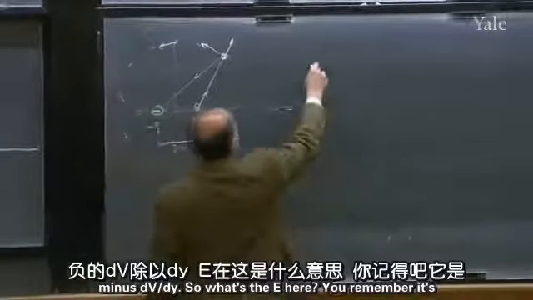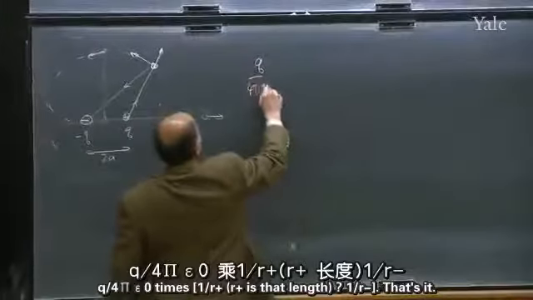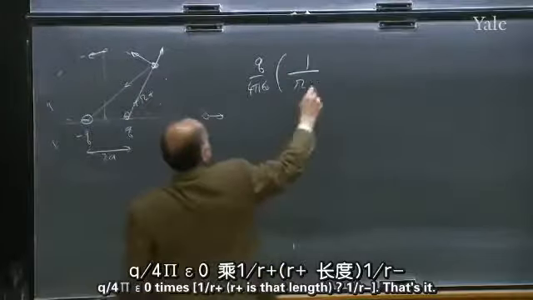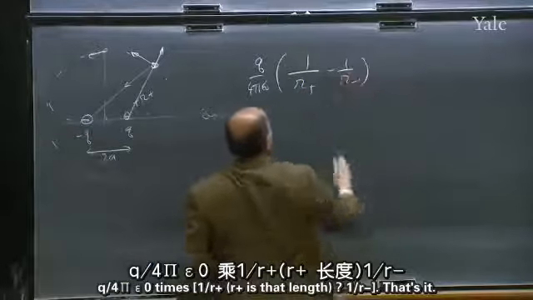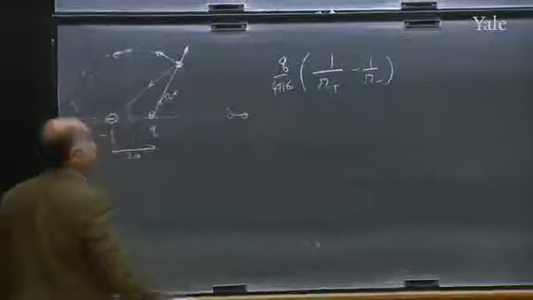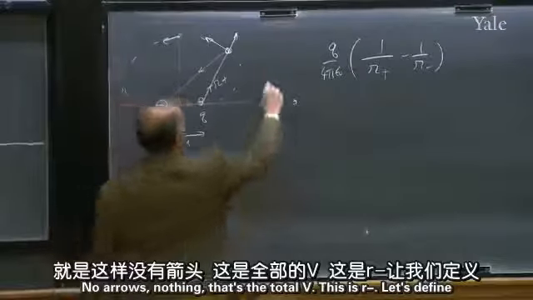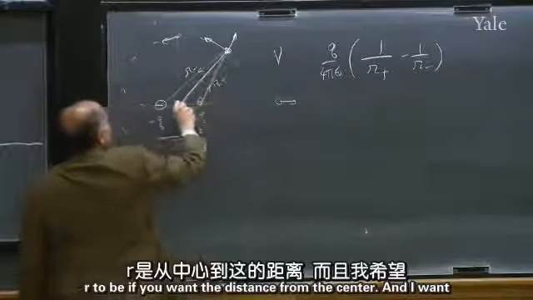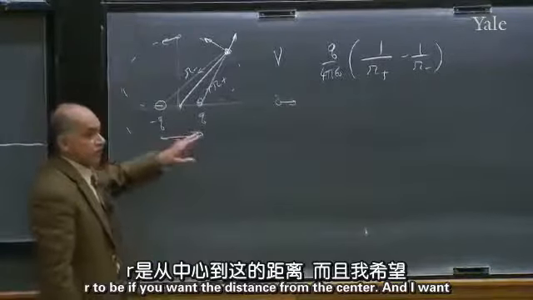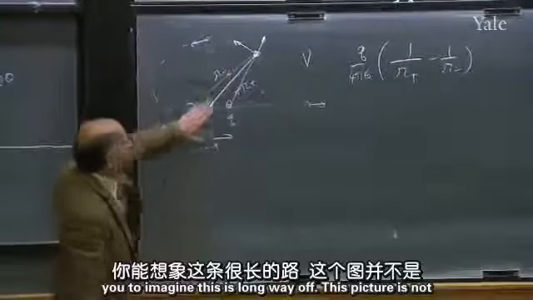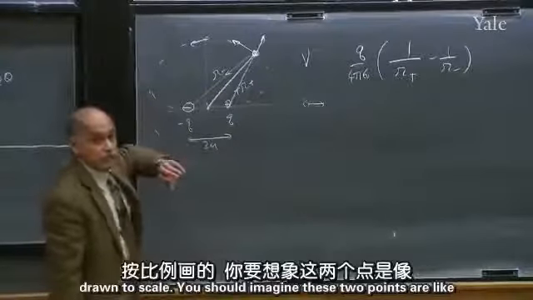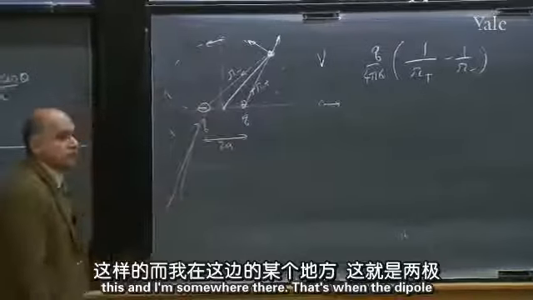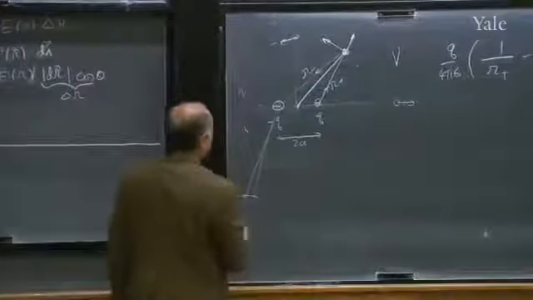So what's the V here? You remember it's Q over 4 pi epsilon 0 times 1 over R plus, that length, minus 1 over R minus. That's it. No arrows, nothing. That's the total V. This is R minus. Let's define R to be the distance from the center. And I want you to imagine this is a long way off. This picture is not drawn to scale. You should imagine these two points are like this, and I'm somewhere there. That's when the dipole approximation is working.